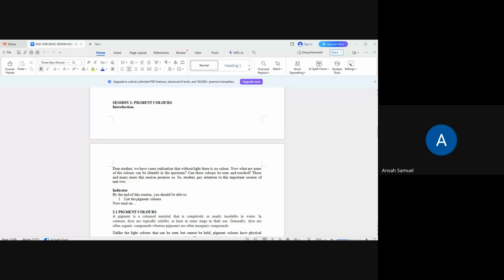made by mixing two primary colors in equal amounts. So let's take red and yellow. If you have equal amount of red and yellow, it can give us orange as a secondary color.